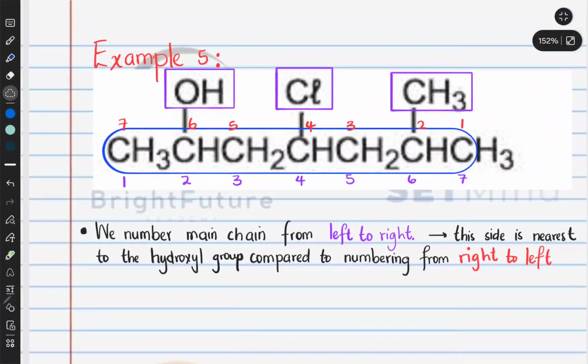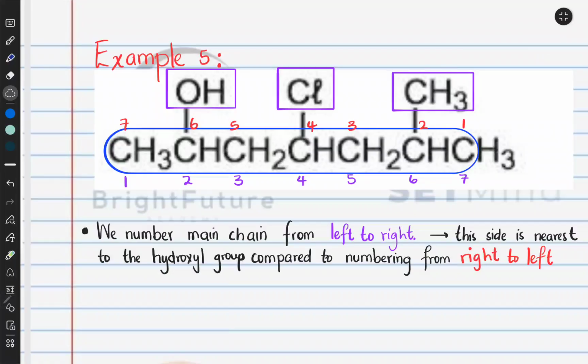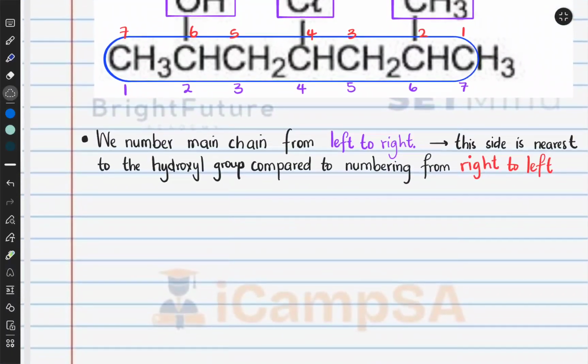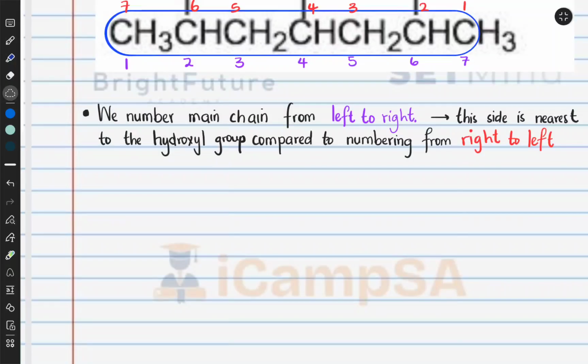All right, so numbering the main chain from left to right, this side is nearest to the hydroxyl group compared to when we number from right to left. Okay, now that we have mentioned that, let's bring our table and start crafting our IUPAC name.